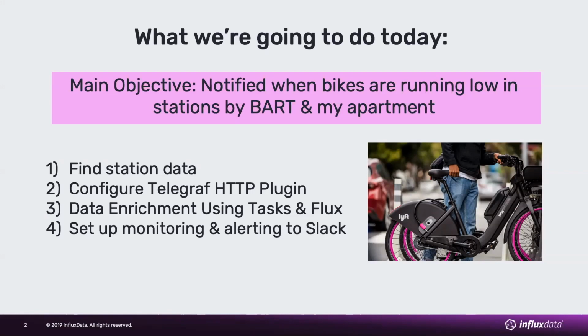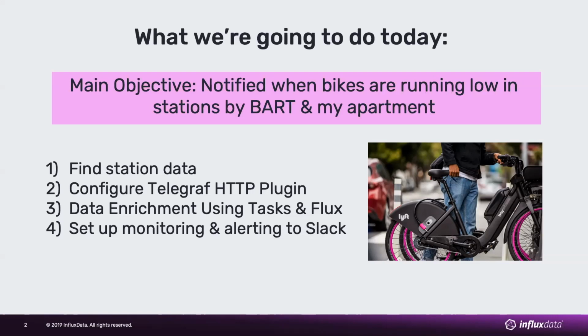I started at Influx Data a couple months ago, and before I even started, I thought about using the bike share program in the San Francisco Bay Area. I think we've all seen these around the country, even around the world, these stations that have bikes. I noticed that the bike station near BART, which is public transportation here, was out of bikes on a Friday at 6 p.m., a time that I would probably be taking these bikes. While I was learning this product, I thought, how can I utilize the data that's provided to me to be notified if bikes are running low? That was the main objective of this.